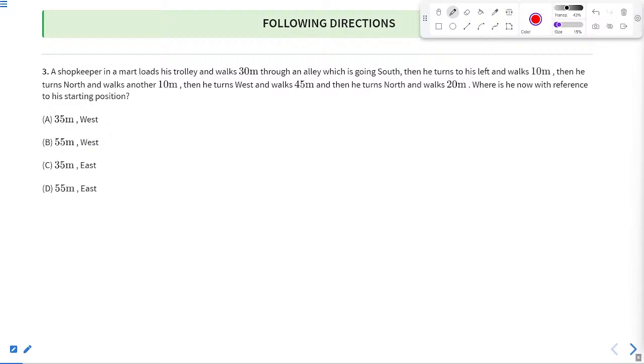Question 3. We have a shopkeeper in a mart who loads his trolley and walks 30 meters towards south. Then he turns left and walks 10. Then he walks north another 10. Then he turns west and walks 45. Then turns north and walks 20. Where is he in reference to his starting position?